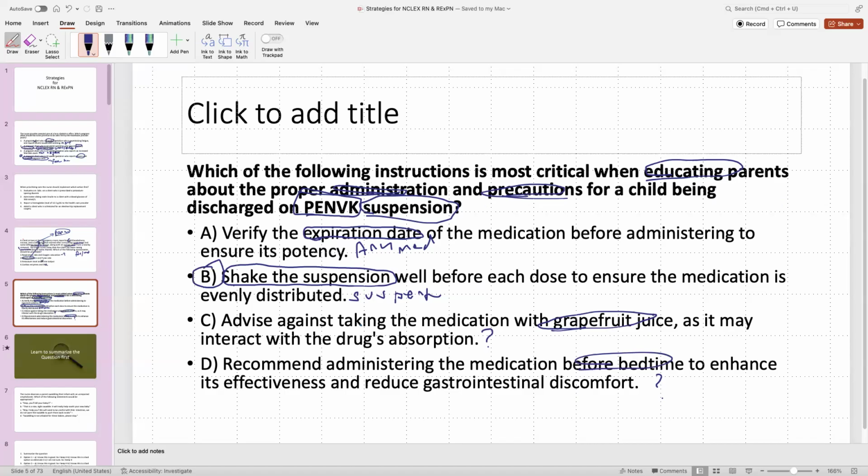The question is not about PNVK. The question is about suspension. Anyhow, PNVK means penicillin V potassium medication. It's an antibiotic. Anyhow, that's not important for us. That's not the entry level knowledge. So this is how your NCLEX works. Got it? Yeah, thank you, sir.